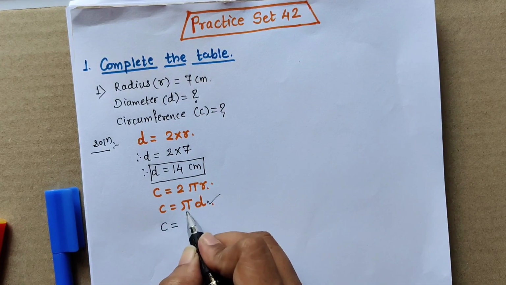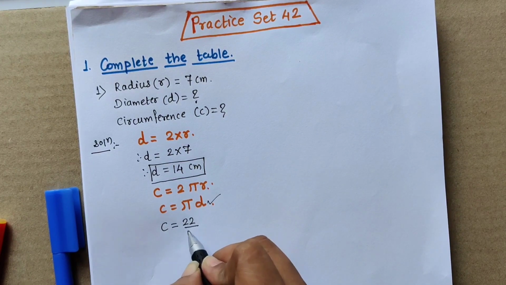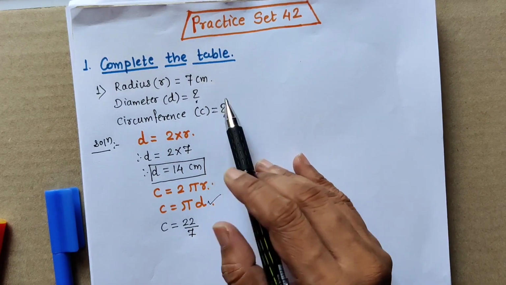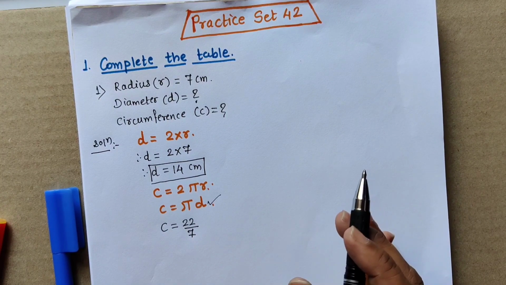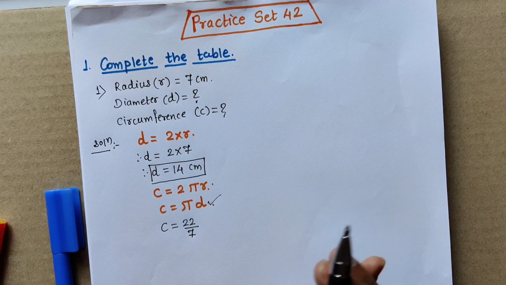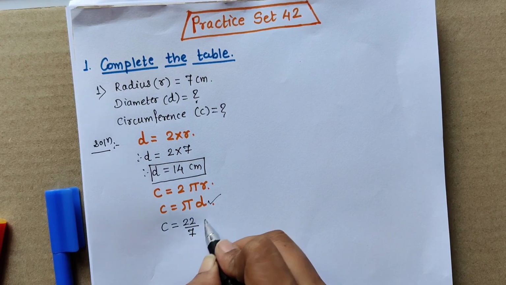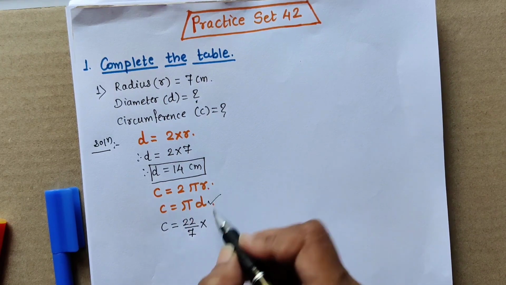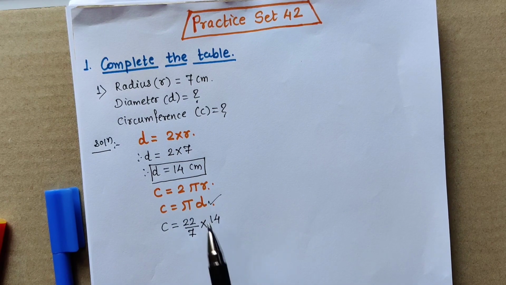c is equal to, now the pi value, as we have all seen, should be 22 upon 7. When the value of pi is not given in our question, we should write 22 upon 7 in place of pi. Pi value should always be taken as 22 upon 7. So pi should be 22 upon 7 multiplied by d. Pi d means pi multiplied by d. The d value we just got is 14. So in this way we have to put the values in the formula, c is equal to pi d.